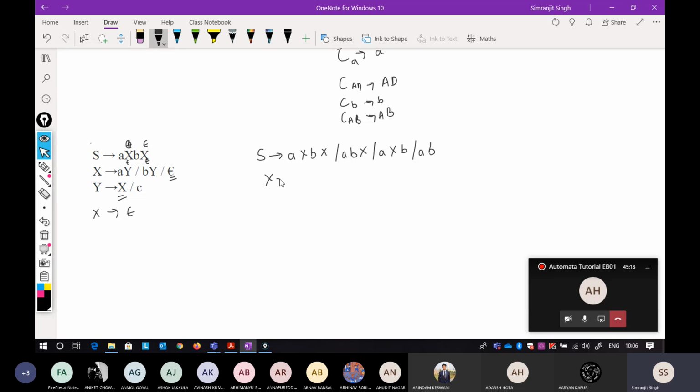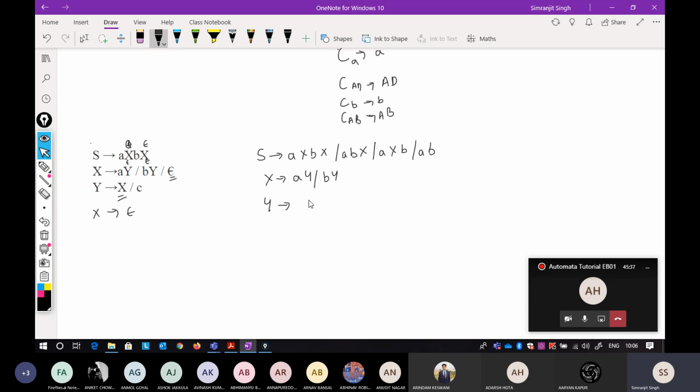After that, you just write X tends to, there is no... write the production as it is. So we have eliminated this production. Do not include this epsilon production in this one. And the next step is, I think there is also epsilon here. Okay, so it becomes a two-step process here.